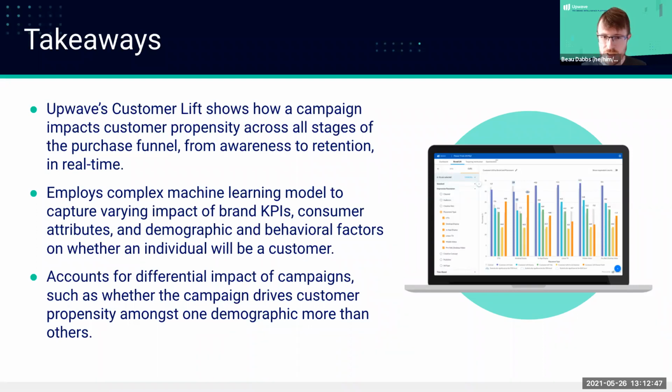Then, once we understand this relationship, we can leverage our state-of-the-art cut-level control lift methodology to estimate the impact of campaigns on customer propensity, both overall and for any subset of the exposed population. This methodology is able to account for the differential impact of brand attributes on customer likelihood across different audiences, allowing advertisers to optimize campaigns mid-flight and increase the long-term impact of their brand campaigns.